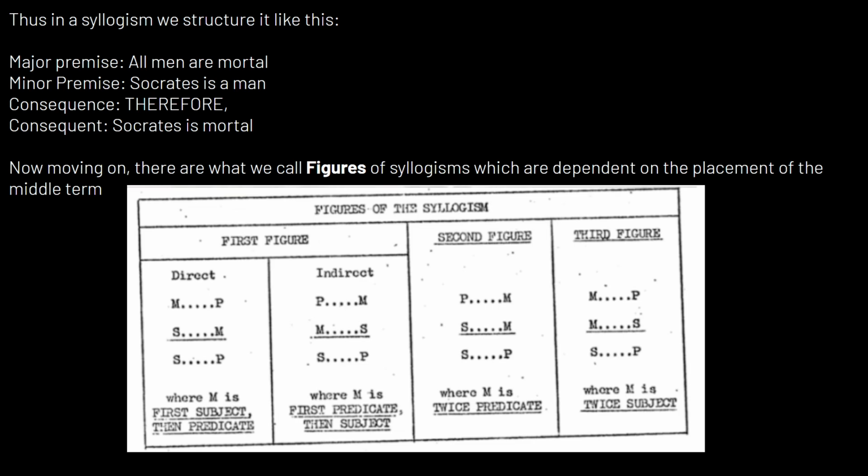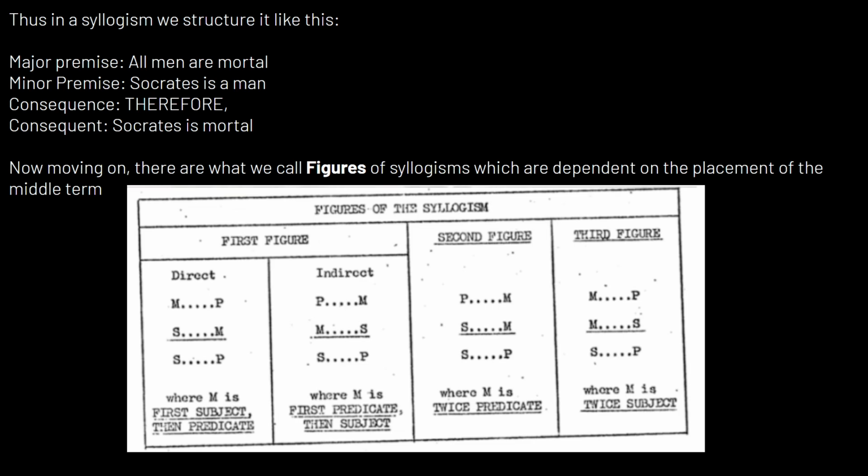Alright, moving on from that yap. There are what we call the figures of a syllogism, and these figures are categorized based on the placement of the middle term. So the middle term is the term that appears in both premises, right? So we have 4 figures or 3 figures, but the 4th figure is sometimes noted as the indirect first figure. So in the first figure, the middle term is subject then predicate.